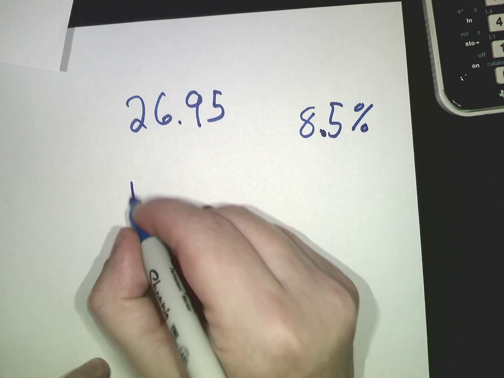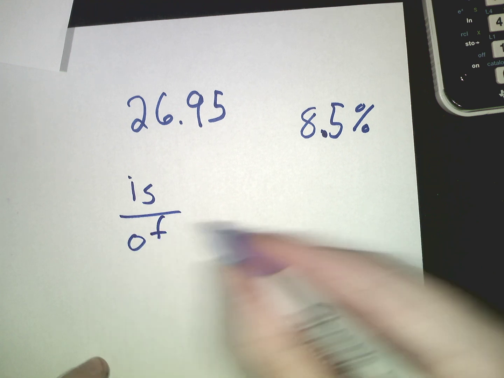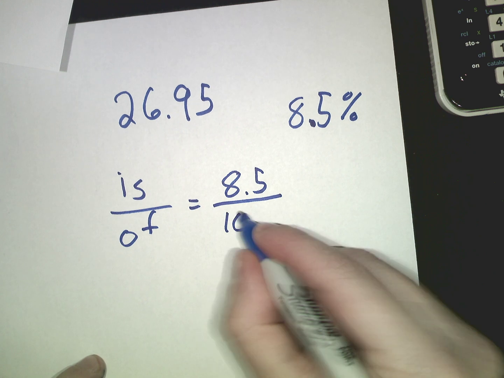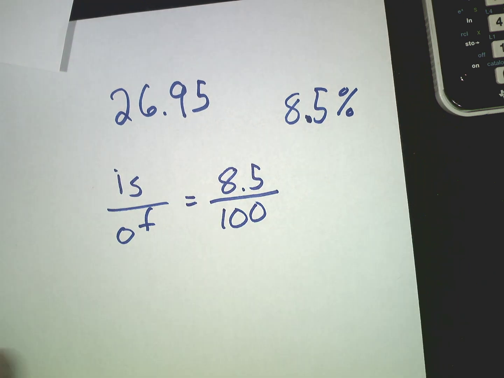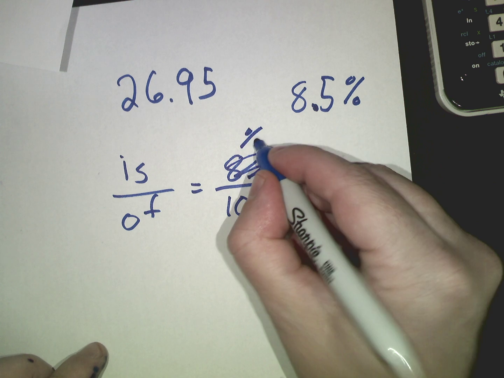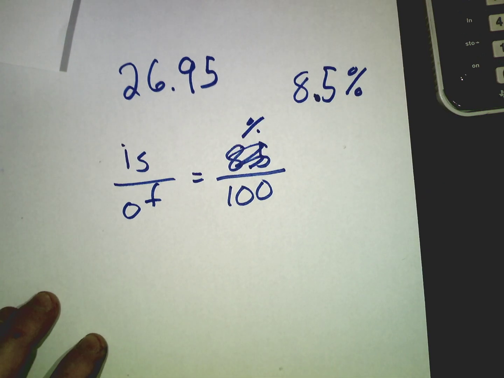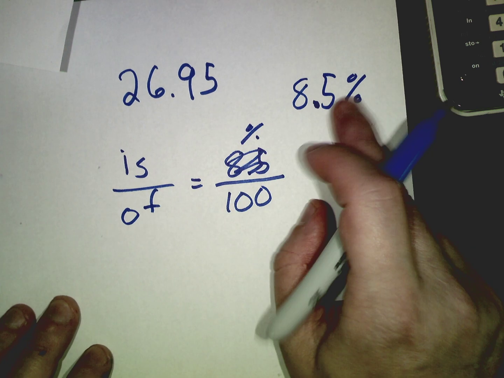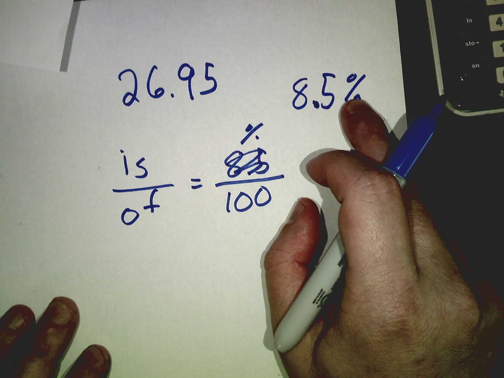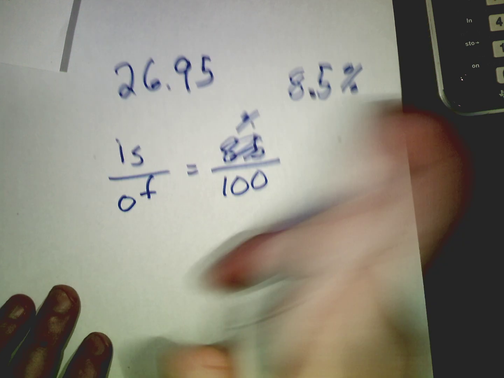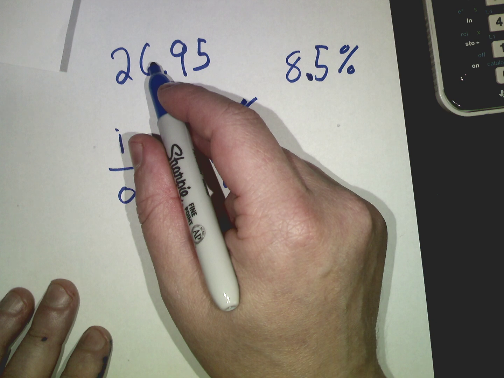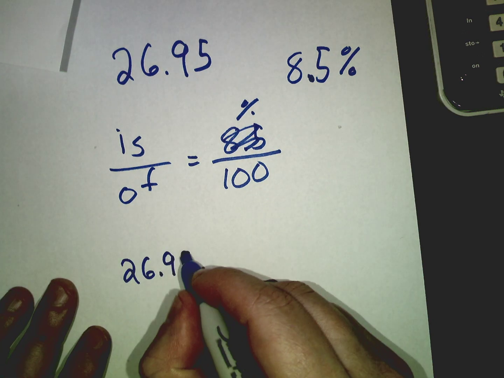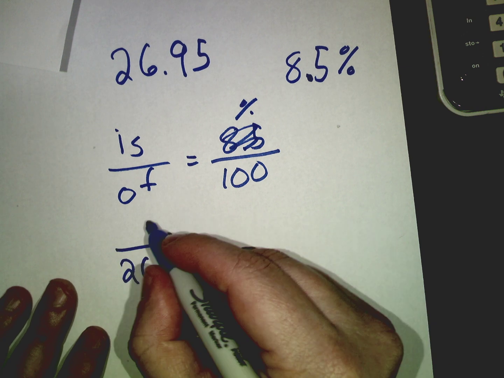So again, I'm going to use my is over of equals 8.5 over 100. Now, what happens when you add tax or percent? Well, I'll make it percent for now. You add it to the price. So if I'm buying something that's $26.95, it's really more expensive than $26.95 because I'm paying 8.5% tax. So let's do this. It's a similar idea. My current price is $26.95. Now I'm going to add something to it, and that'll be my is.